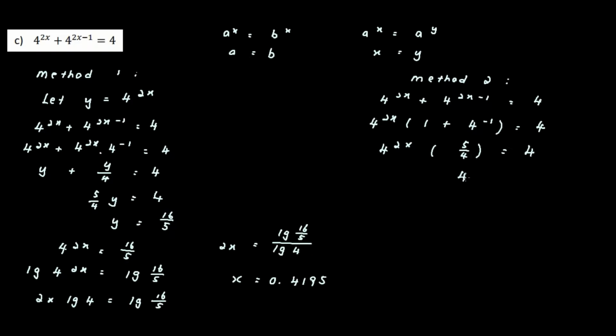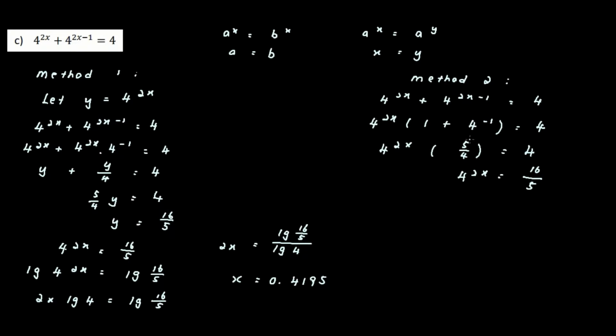Then after that, 4^(2x), same thing. You bring this over here, then you get 16 over 5. So you see you are getting exactly the same as this already. Then you can continue the same way as you did previously. Depends on you which method you want to take, but basically they are the same thing. They just didn't put another variable for 4^(2x); they just bring it outside, like factorization.